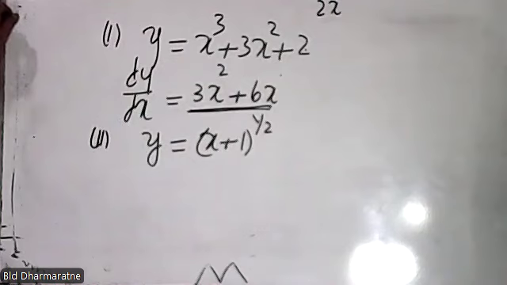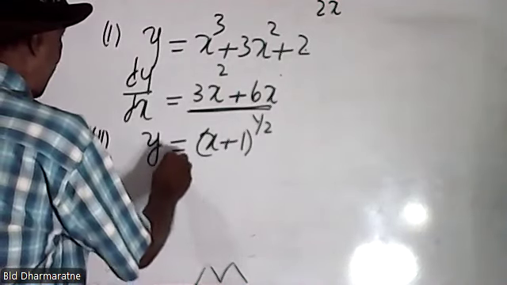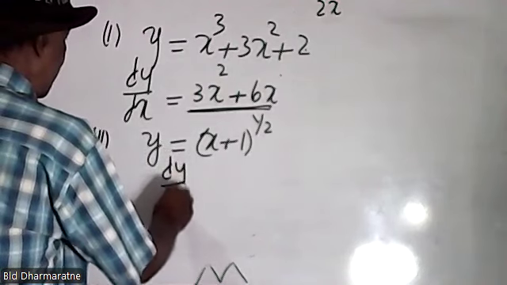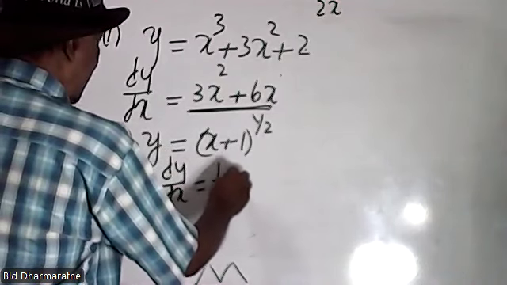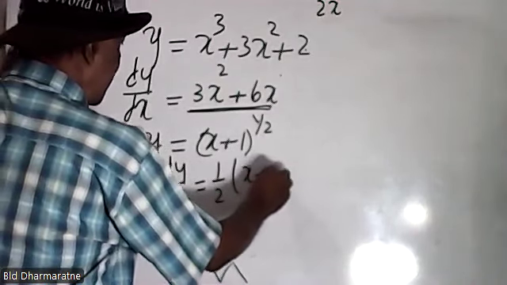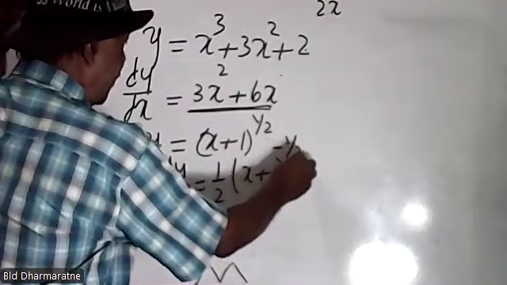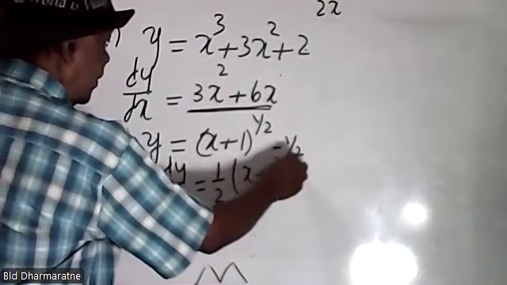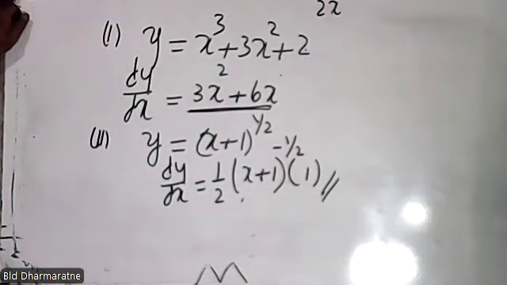Number 2: y equals x plus 1 to the power of half. This is a function of function. We must use the chain rule in this. Before the chain rule, using your understanding, I am writing here according to theory: dy by dx equals half times x plus 1 to the power of half minus 1, that is minus half, then differentiate x plus 1, which comes to 1. Right, this is the function.